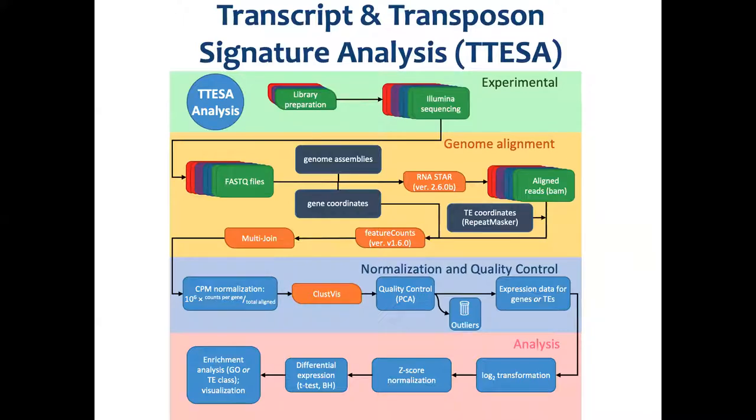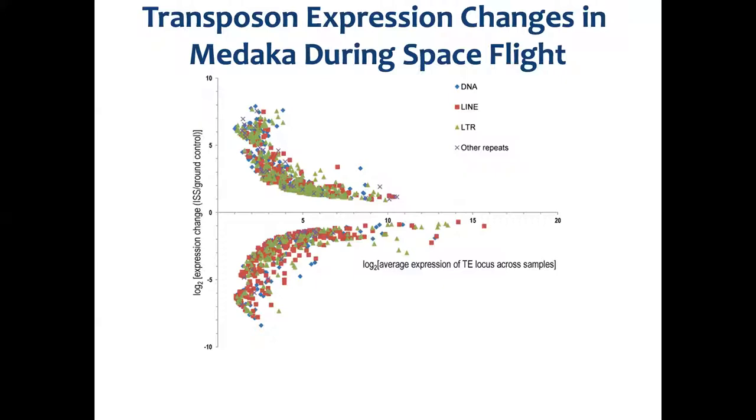we created a novel bioinformatics pipeline known as T-TESA, transcript and transposon signature analysis. Astonishingly, some transposons were induced up to 250 times increase after 6 days in the International Space Station. Notably, the most differentially expressed transposons were long-terminal repeat transposons, shown in the green dots, which resemble retroviruses and can propagate readily within the genome because they encode their own reverse transcriptase.